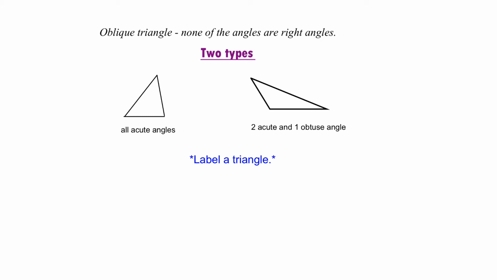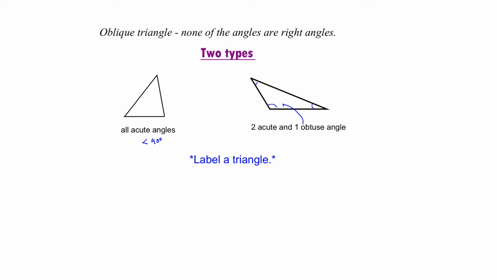There are two types that we have. All acute angles for the first one, so that just means all the angles are less than 90 degrees. And then for the second one, you have two acute and one obtuse. These two angles right here would be your acute angles that are less than 90, and then your obtuse angle is the one that is greater than 90 but less than 180.